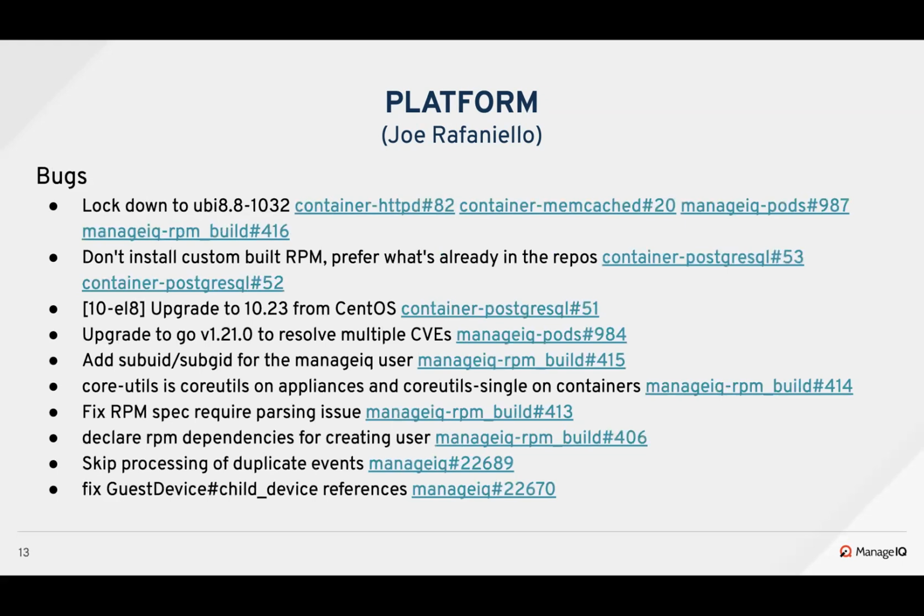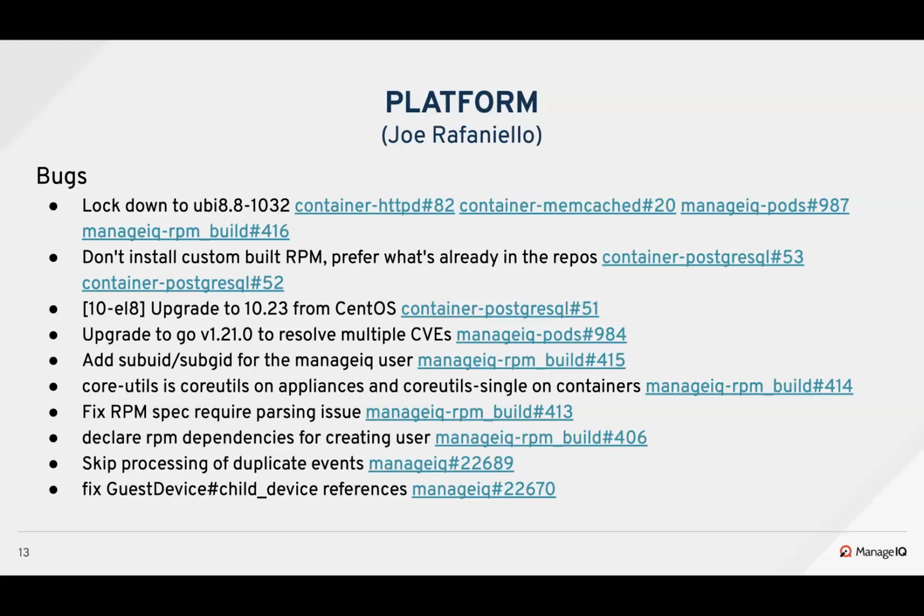For platform bugs, Brandon locked down our UBI image. Brandon also changed the Postgres container to use the Yum repo RPMs instead of the custom built ones. He also upgraded the 10EL8 release to 10.23 of CentOS, and he upgraded to Go 1.21.0 in Podify for some CVE fixes. Adam added the sub-UID and sub-GID for the ManageIQ user, so it's runnable in non-privileged containers.